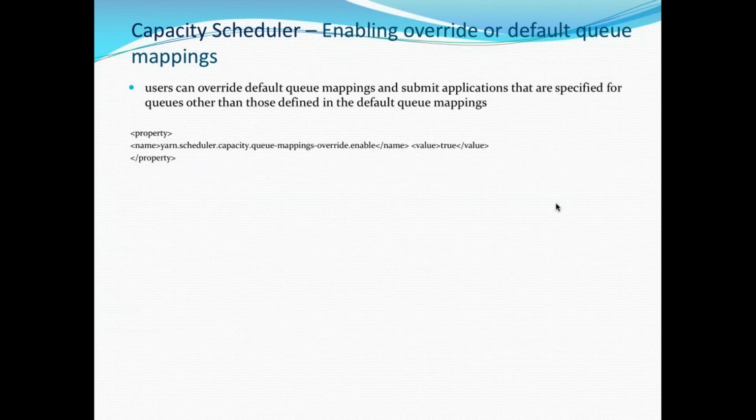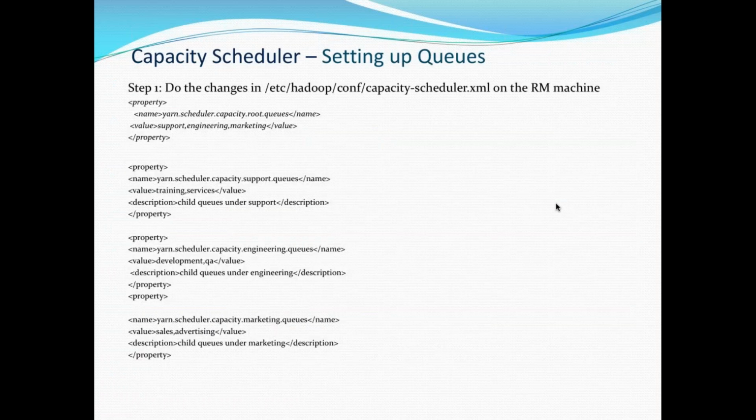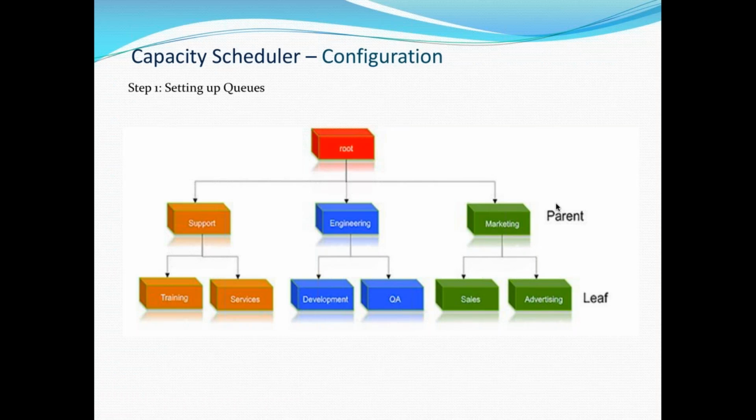Okay, it's not given here, so let me take this example. Your capacity is defined in terms of percentage. By default it is 100 percent. Out of 100 percent, I want to give 30% to support, 40% to engineering, and the remaining 30% to marketing, which is a total of 100%. At any level, it should be 100%. 30, 40, 30.